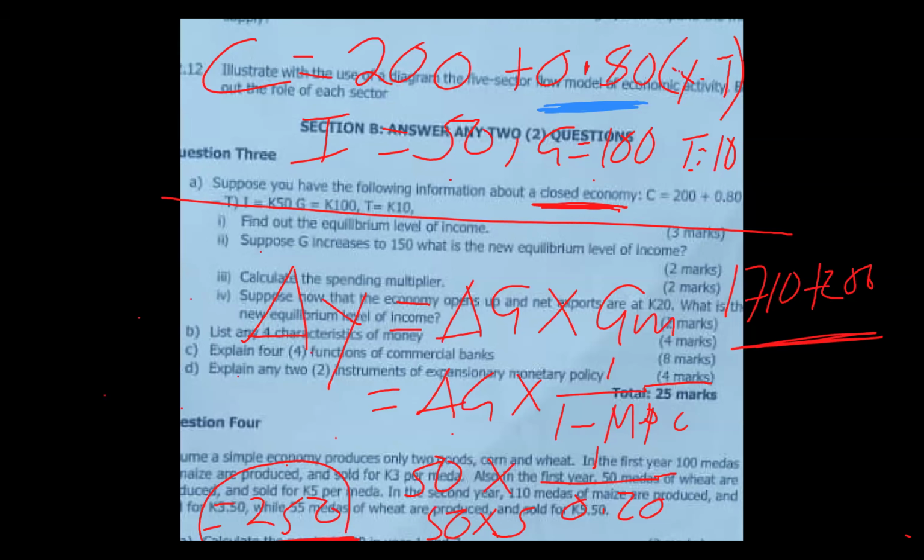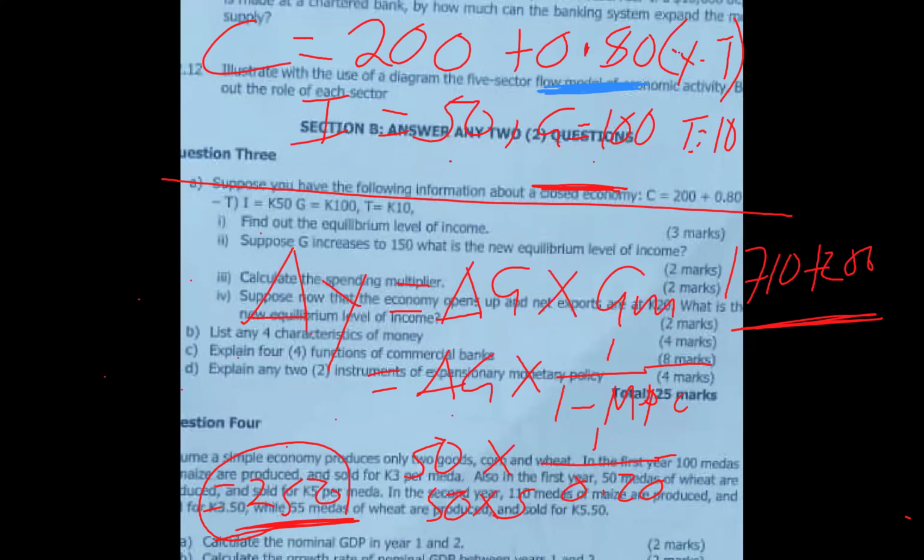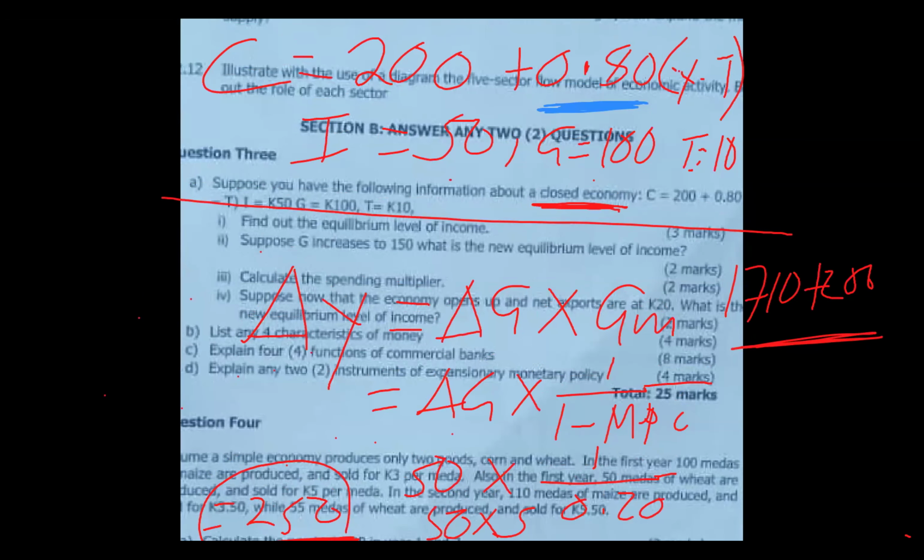So we have calculated that our income has increased by 250, which means we just have to add 250 to the old income, the original one before the change in G. It was 1710, that is what we calculated. Just add 250 to that amount. That will give you the new equilibrium level of income. Are we good?